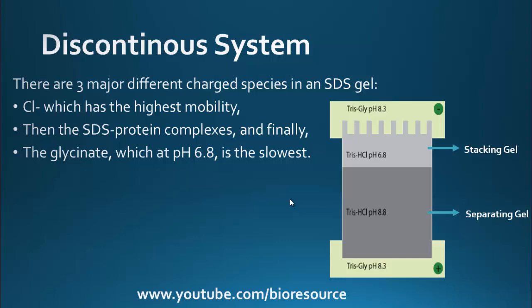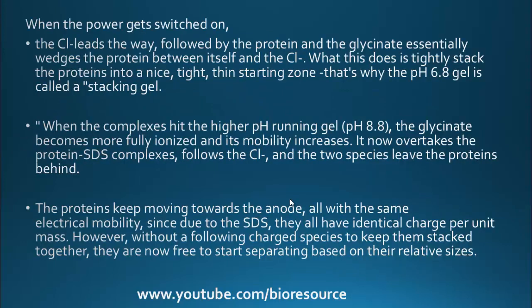So in the stacking gel, the protein gets sandwiched between the chloride ions and the glycinate ions, and they stack together uniformly. So once the electric power is applied, the chloride ion leads the way, followed by the protein, and glycinate essentially wedges the protein between itself and the chloride ion. So this makes a tight stack of the protein into a thin starting zone, and that's why the pH 6.8 gel is called the stacking gel. It helps stack the protein together.